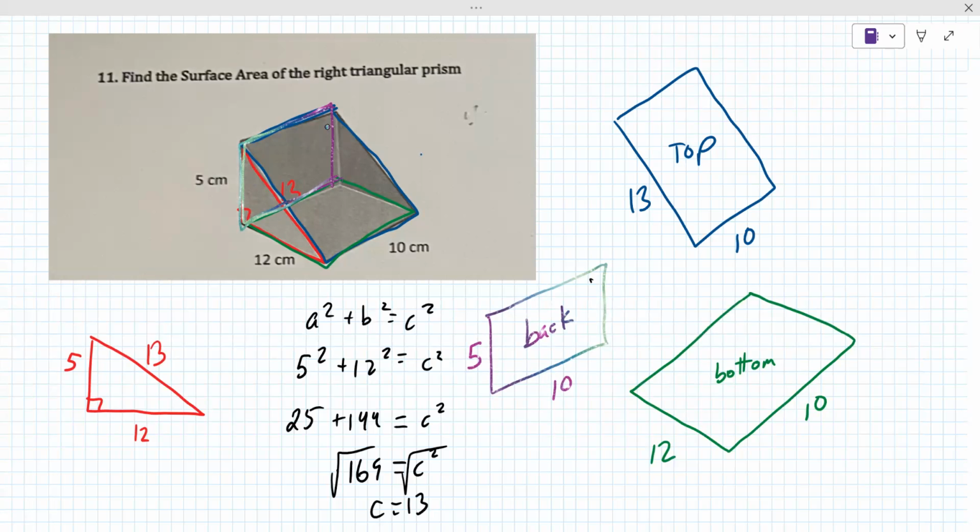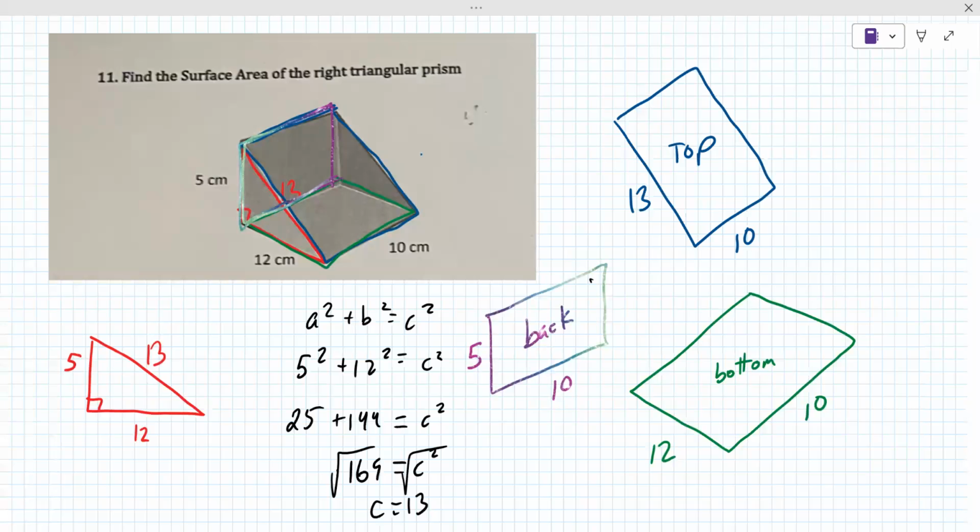All right, so here's what we've got to do, Sourish. We've got to find the area of these 4 shapes: the area of the triangle, the area of the top, the area of the back, and the area of the bottom. Which one do you want to do first? I think I'm gonna be doing the top.